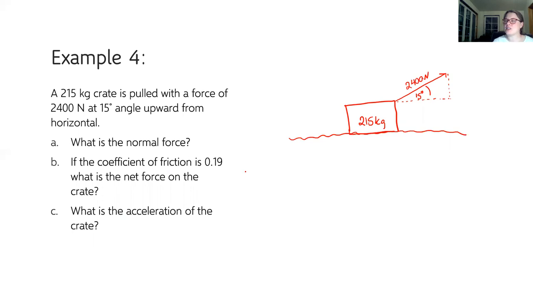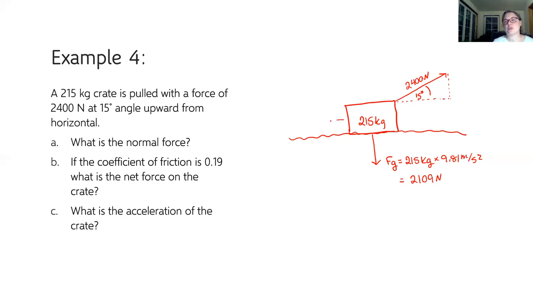Well, let's think of all the easy forces that we could figure out. And there's one force that's a nice, easy force to figure out. The easy force to figure out is the force of gravity. If in doubt, always calculate it first. So 215 kilograms times 9.81 meters per second squared leaves us with a force of gravity equal to 2,109 newtons.